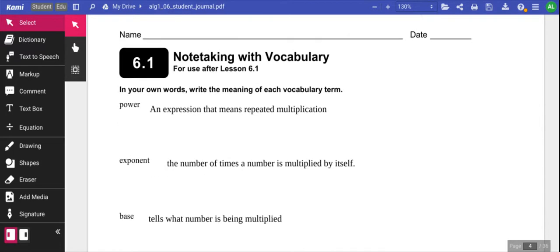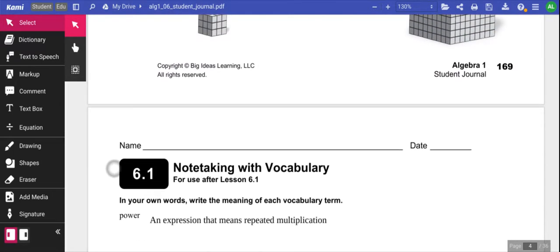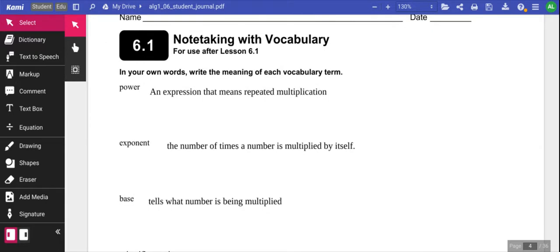We are back in our student journal. If you want to hop over, we're on page 170. If you want to take notes in there, it's fine to take them in a notebook. It's a nice thing about a video. You can pause it if you need a second to write something down.